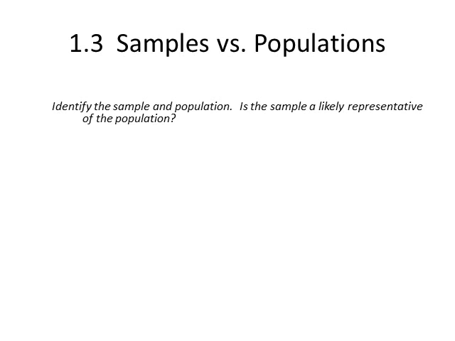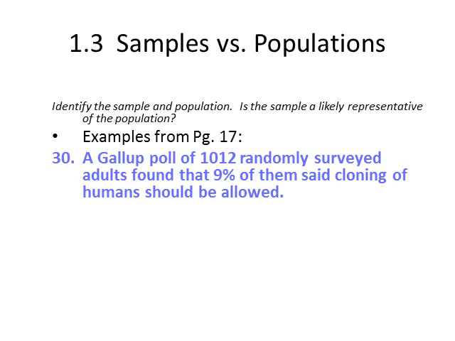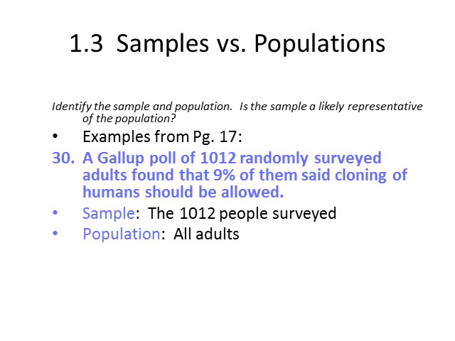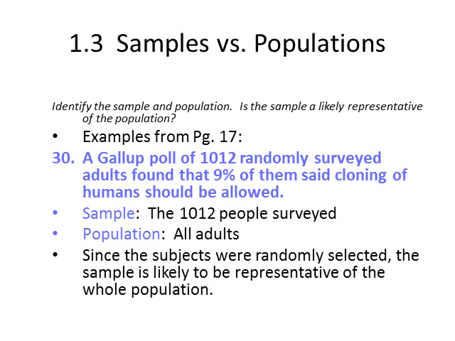So let's determine if we have a sample and a population and what those are, and is the sample likely representative of the population. A Gallup poll of 1,012 randomly surveyed adults found that 9% of them said cloning of humans should be allowed. So the sample would be the 1,012 people that were surveyed. The population would be all adults. And since the subjects were randomly selected, then we can assume the sample is likely to be representative of the whole population of adults.